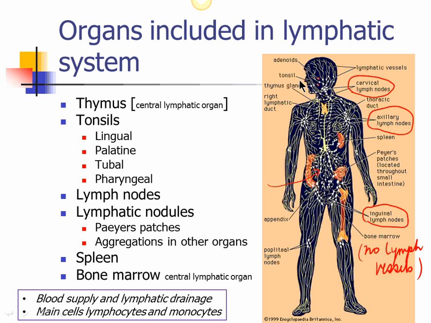So anything to do with the head and neck, most of it will drain into the cervical group of lymph nodes. So if somebody has even lice in their hair and they scratch and infection occurs, it will be the cervical group of lymph nodes which will enlarge.